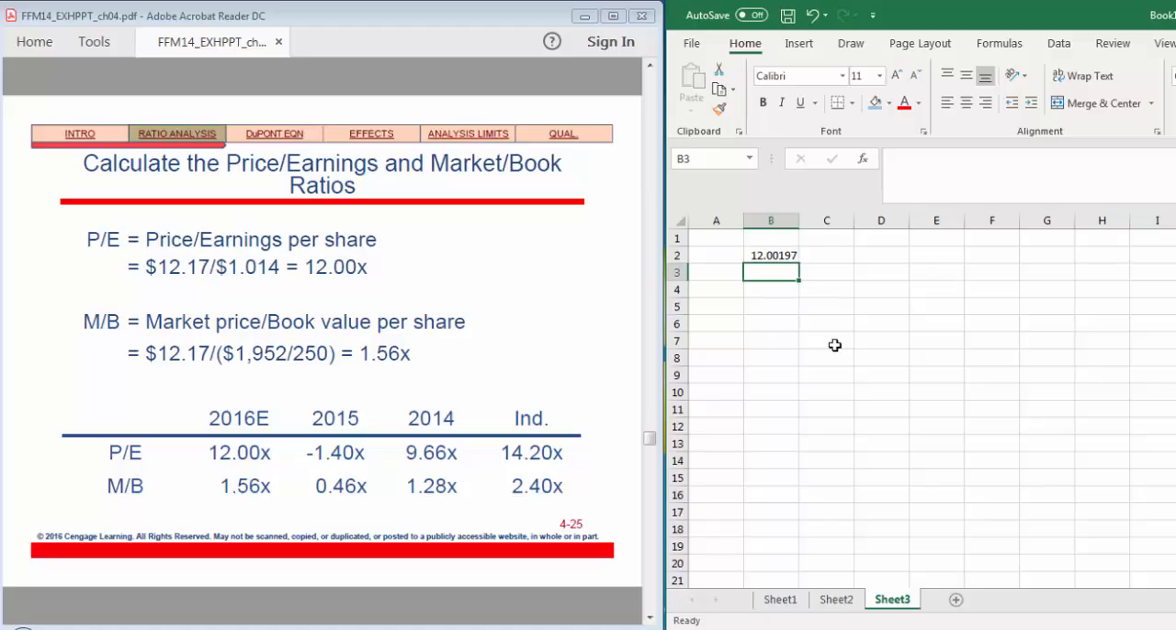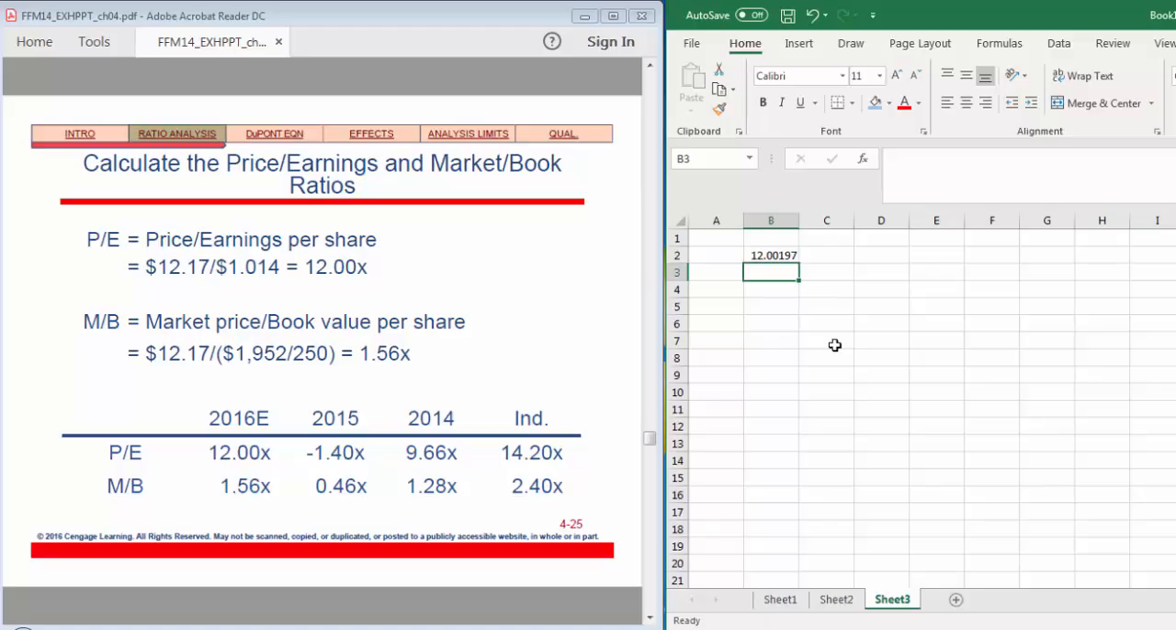The higher, obviously, the better for shareholders. Higher is not necessarily better for the buyers of the share, but higher is definitely better for the case of shareholders who are holding, because the market value of their shareholdings is going up.